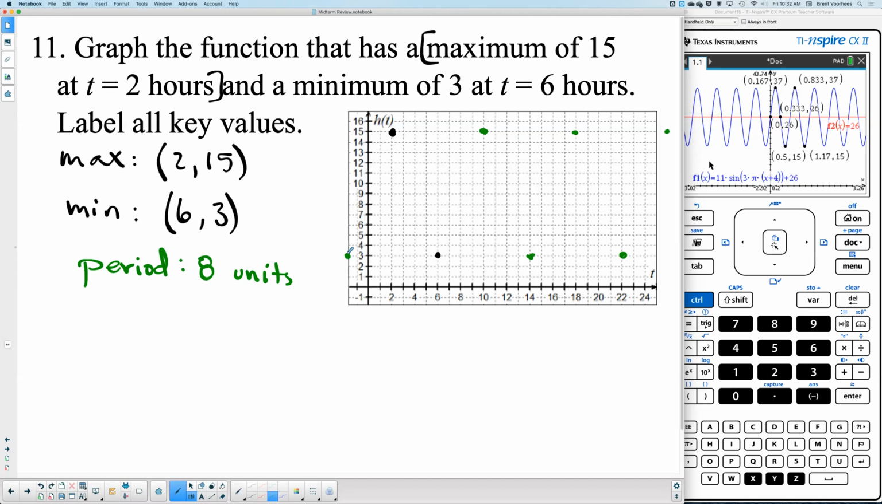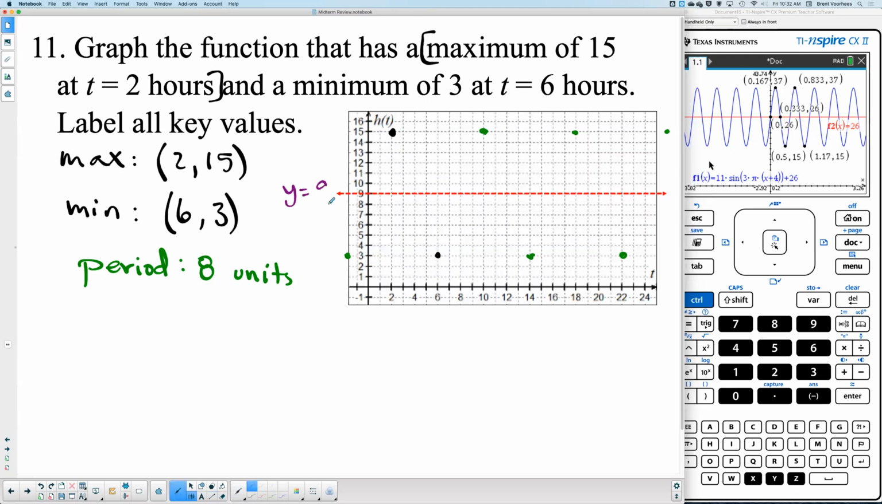Are those going to be all the key values? No. What other key values are we missing? We have the maximums, we have the minimums. You would actually need to label the points, like what their values are, not just draw the dots. But you need the points where they intersect the midline. Where is the midline? It has a maximum of 15 and a minimum of 3. You add them, divide by 2. What's 15 plus 3? 18, divided by 2? 9. Midline's gonna be at 9. Y equals 9.